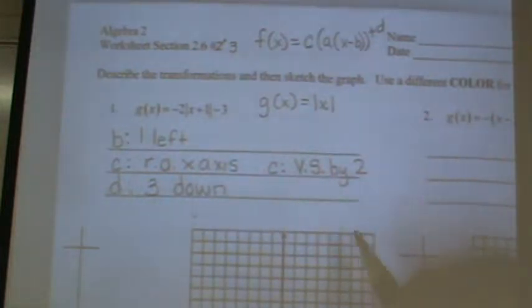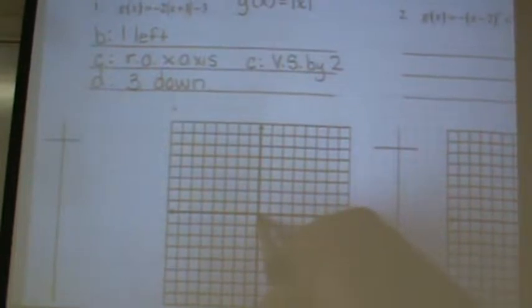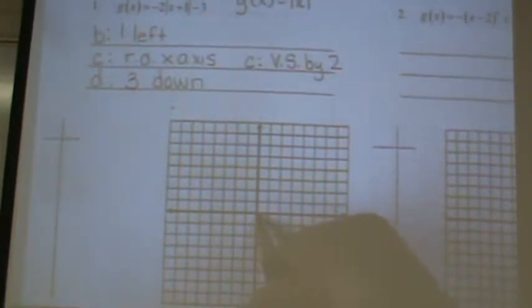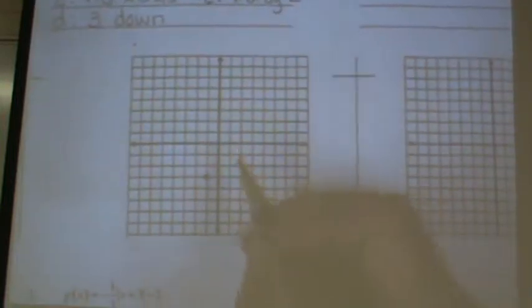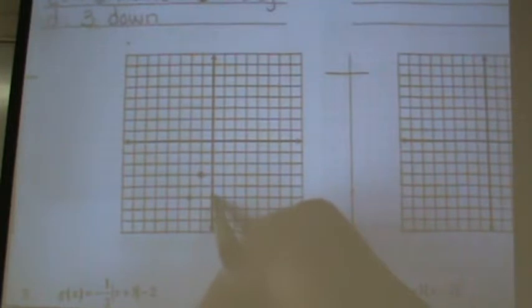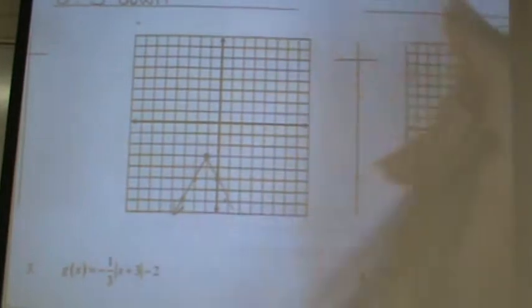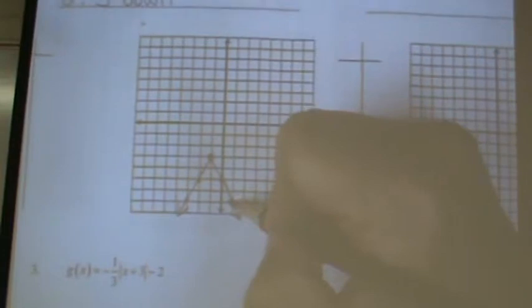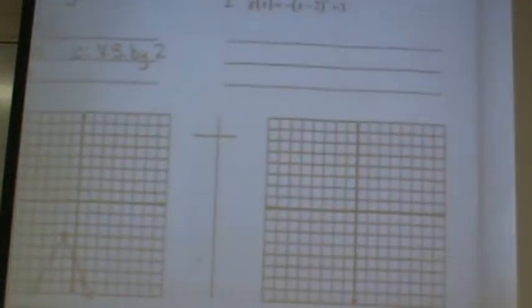So what your graph should look like after you graphed it: the original parent function starts here, but we're going 1 left, 3 down, and your graph is going to be upside down. Check these points out. You should have these ones, and this is what your picture should look like. Does it? Whoops, a little off. Is everyone okay? All right, let's do the next one.